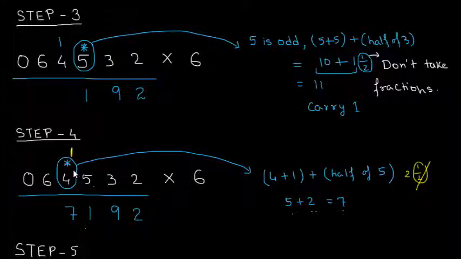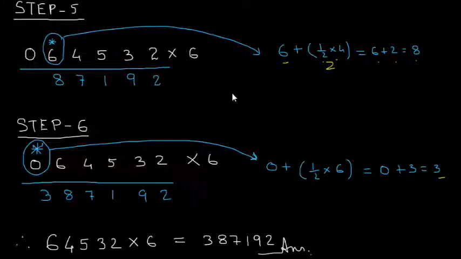The next step is 4. For 4 we'll double the number. So for 4, what we'll do, we'll just add 4 plus 1, that is the carry 1, and half of 5. Half of 5 is 2 and a half. We'll not take 2 and a half, we'll just take 2. So 5 plus 2, that is 7. We'll put 7 here.